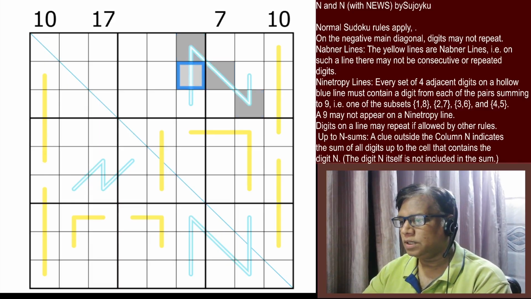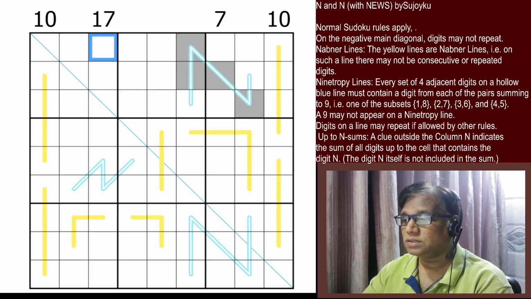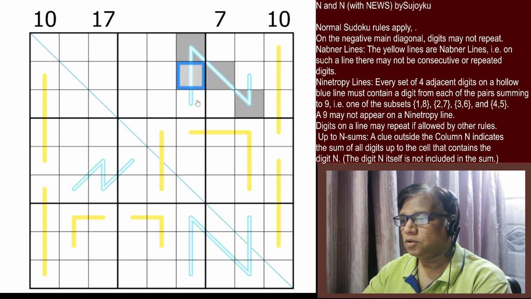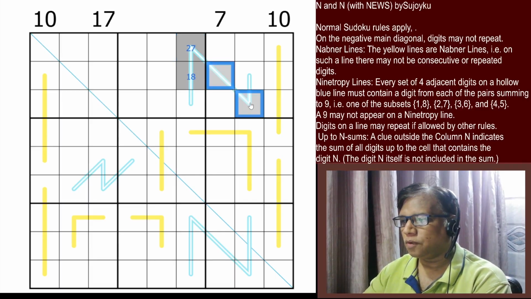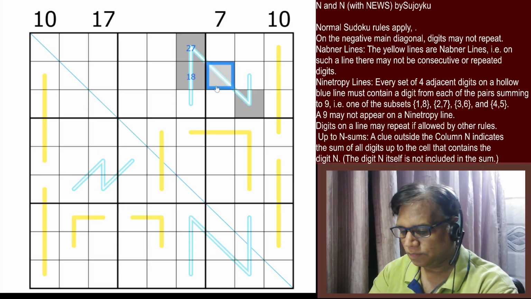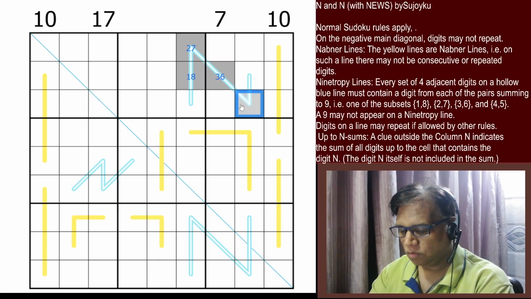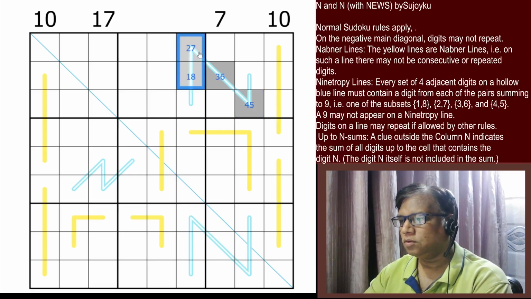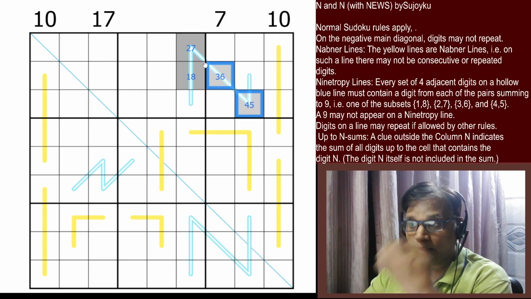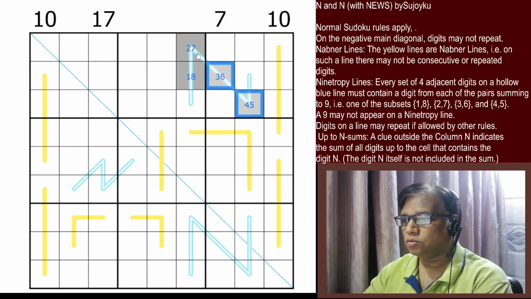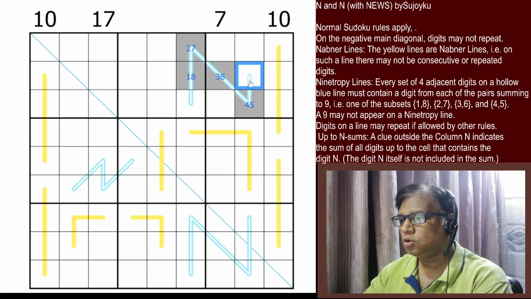So now there are 4 sets of couples which sum to 9: 1,8; 2,7; 3,6 and 4,5. If this one is from 1,8, none of the others could be from 1,8. Then let's say this is from 2,7. Now none of the others should be from 2,7. If this is from 3,6, then the remaining one must be from 4,5. So that way it goes. Now, if this is from 2,7, by normal Sudoku rule any of the others could be 2 or 7, but by the Ninetropy rule none of these should be 2 or 7 because it is already there. In fact, these 4 should all be different. So that's the Ninetropy rule.